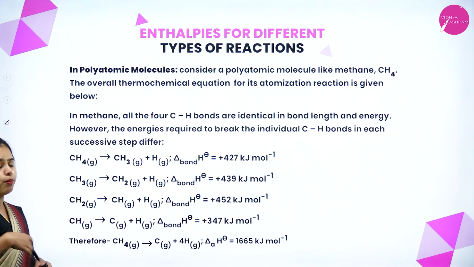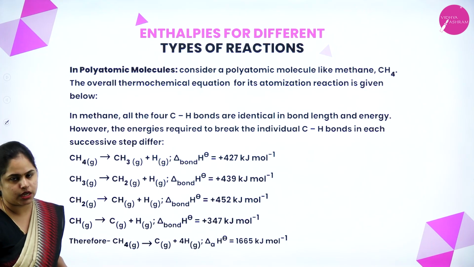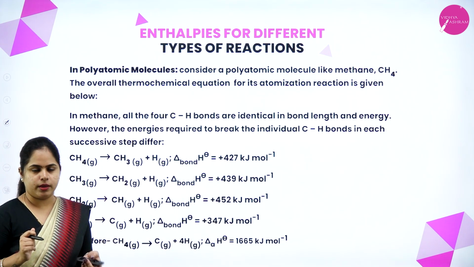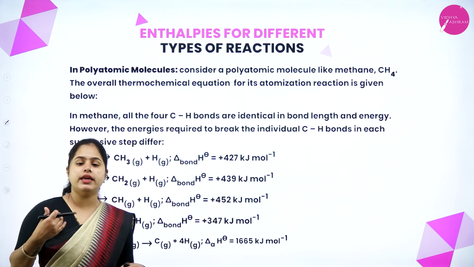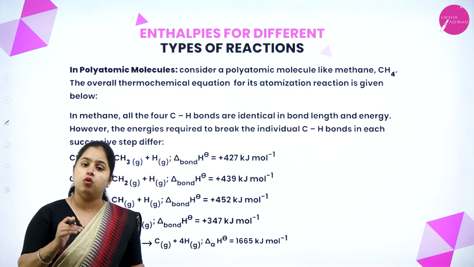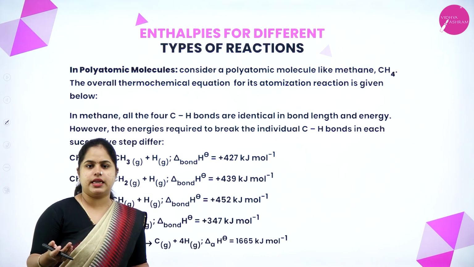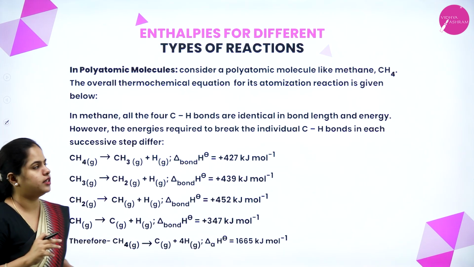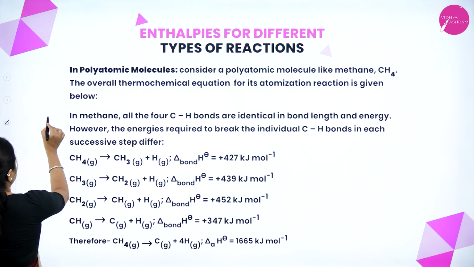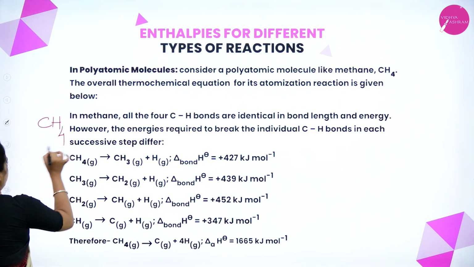Now, if it is a polyatomic molecule, that means more than 2 atoms are present, then there is a small confusion there. Okay, so next moving on to polyatomic molecules, that means it is not just 2 atoms, there are more than 2 atoms. In those cases, there is a difference in the condition. So let's see. In methane, so we are going to consider methane, that is CH4.